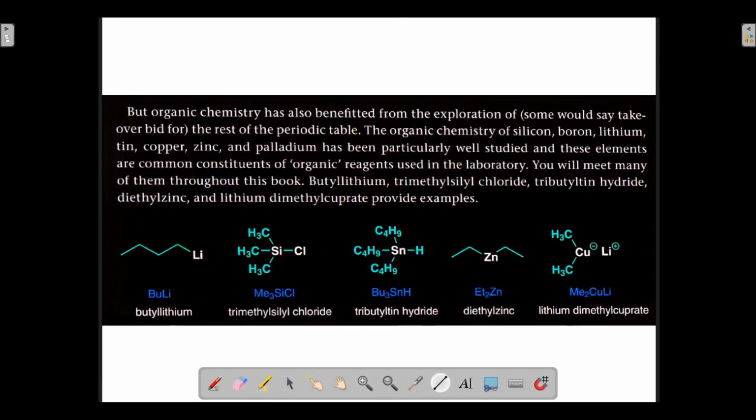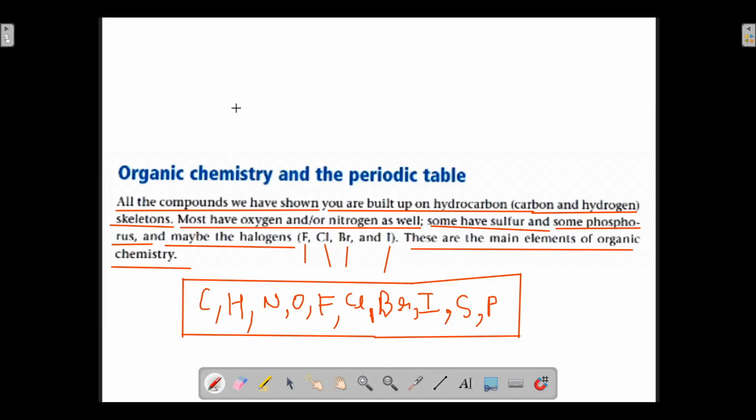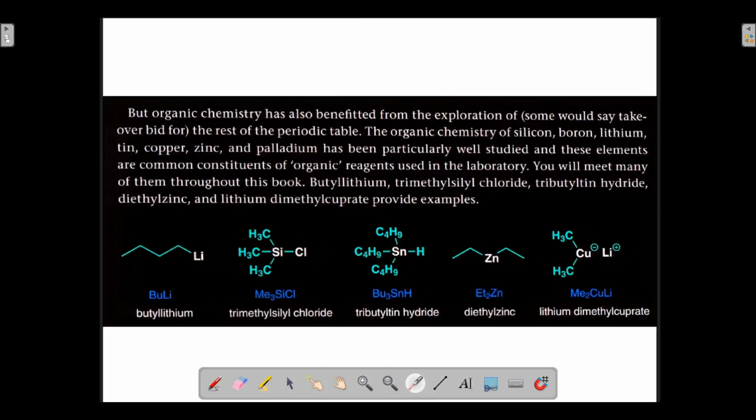But organic chemistry is not just limited to these elements. It is beyond these elements as well, but those other elements occur less frequently. They have less frequency amongst carbon compounds, but they are also found sometimes.